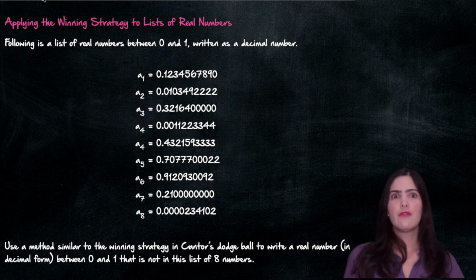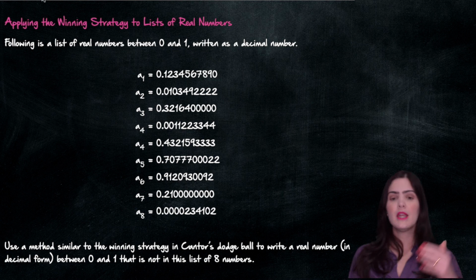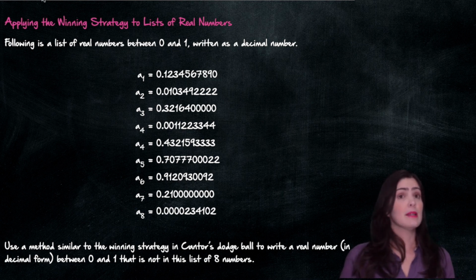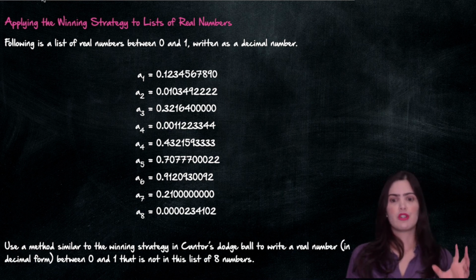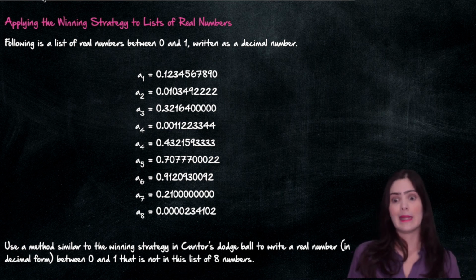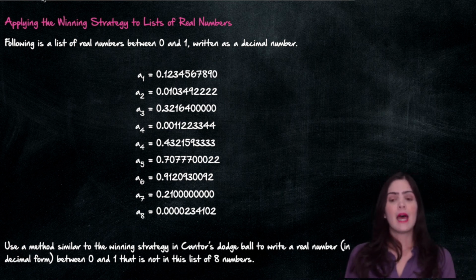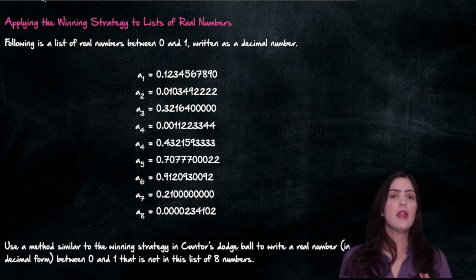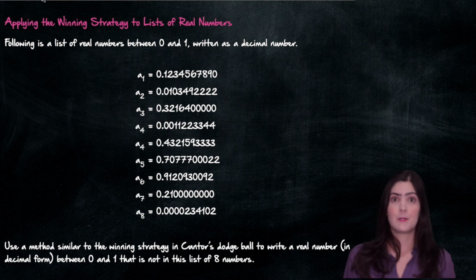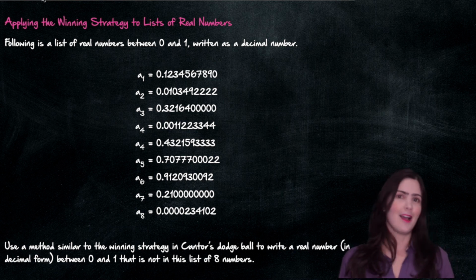And then, once you figure that out, you should apply this winning strategy to lists of real numbers. So here you have a list of real numbers that are between 0 and 1, and they're written as decimal numbers. And then you should use a method similar to the one in the strategy. I'm calling it Cantor's dodgeball. You're going to see why Cantor's later on. The goal is to write a real number in decimal form between 0 and 1 that is not one of these 8 numbers in the list. So I'll leave you with that, and with all those ideas you will be able to prove that the interval 0, 1 is actually uncountable.